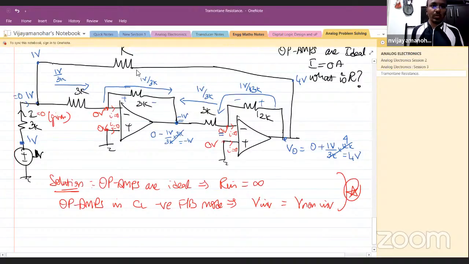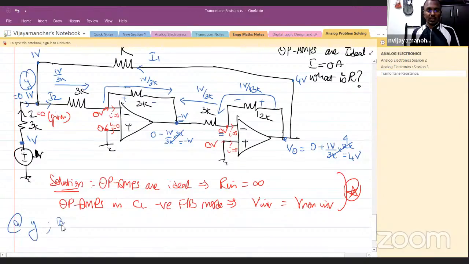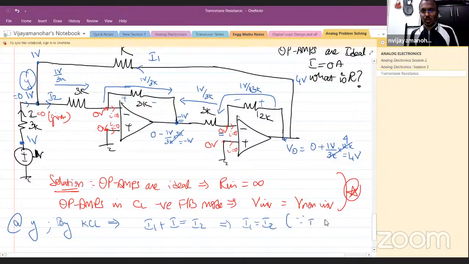Now let me write something. Let me call this as I1. Let me call this as I2. Let me call this as I. Let me call this node as some Y. At Y, by Kirchhoff's current law, what do we know? I1 plus I equal to I2, which implies I1 is equal to I2 since I equal to 0. This is given to you in the problem.